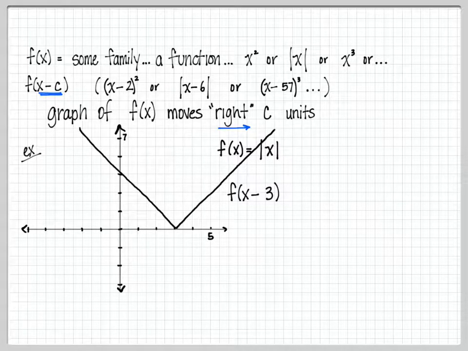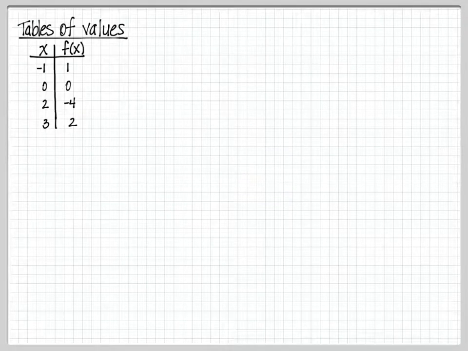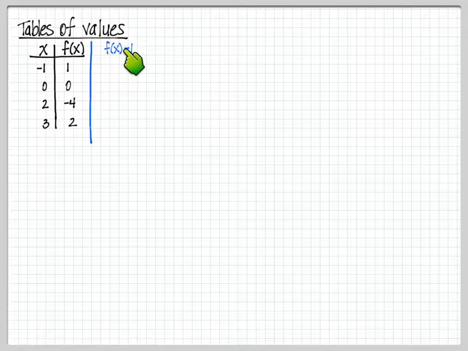It moved the whole function, the entire family moved those 3 units. Besides moving a function up or down or left or right, we can also look at how it affects tables of values. So we have some problems in your homework. We have tables of values, and it asks how the table values change when you go down 1 unit? Well, to go down 1 unit means to take the f of x and subtract 1.